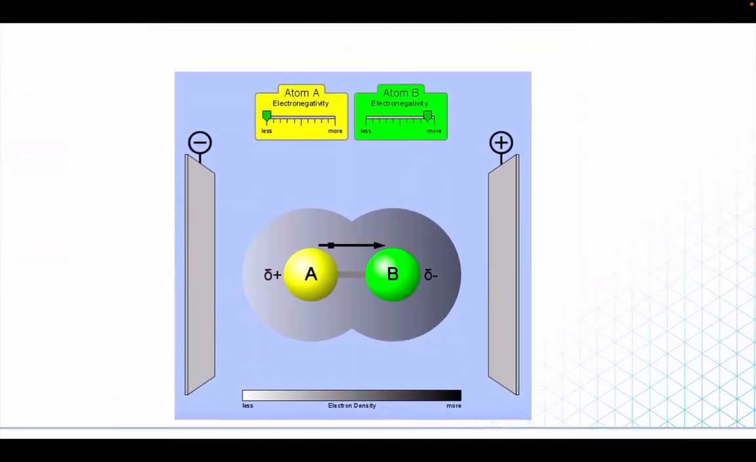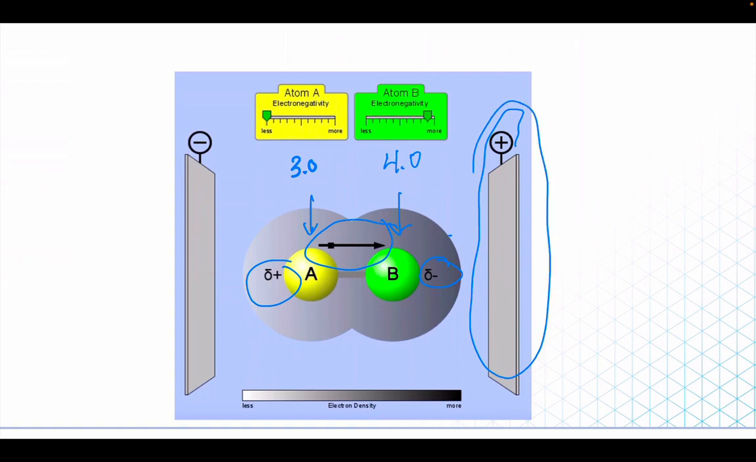So this is showing B has a higher electronegativity. Let's say it's 4.0, and maybe this one's only 3.0. So we know there's your dipole arrow, and there are our partial charges. It's also going to align itself so the negative end of the molecule is attracted to this positive plate.